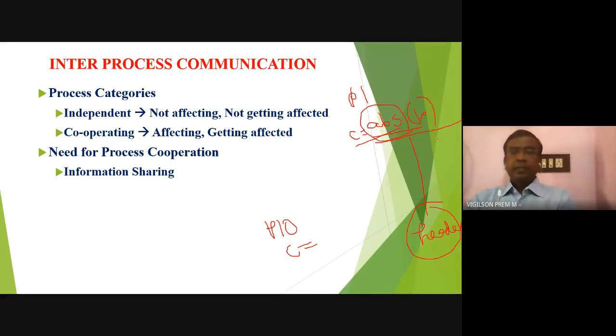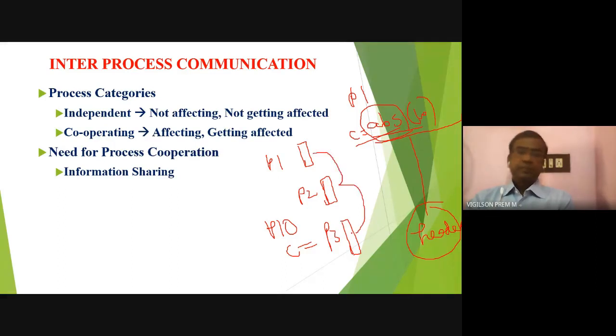See, listen. P1 is having some information. P2 is having some other information. P3 is having some other information. All three pieces of information are different. And if all three want the information, what does it mean? They can share among themselves.